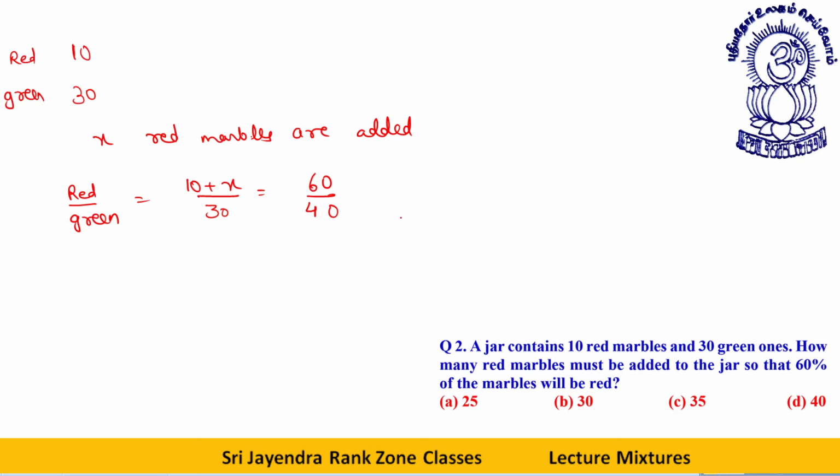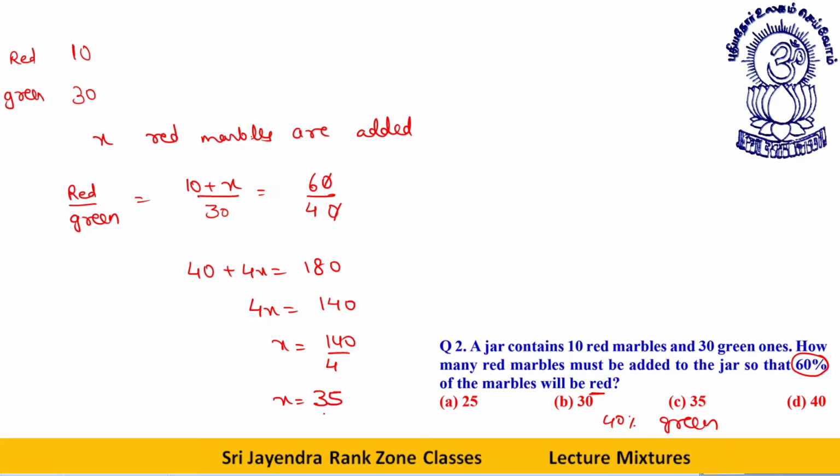Okay, dear friends. x red marbles are added now. How many are the red marbles? 60% marbles are red, so 40% will be green. Okay, dear students, so red upon green will be like this. Now, if I want to cancel, I can cancel it this way. What do I get if I just multiply? No problem over here. 40 plus 4x is equal to 180, or I can say 4x is equal to 180 minus 40, 140. You can do this sort of calculation. x is equal to 140 divided by 4. Okay, x is equal to 35.